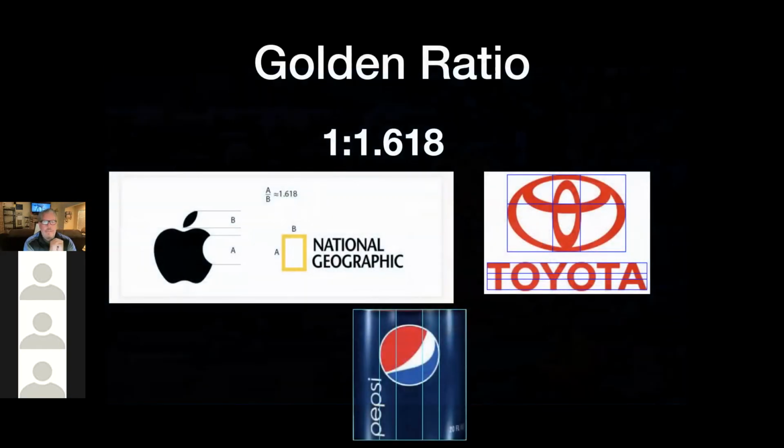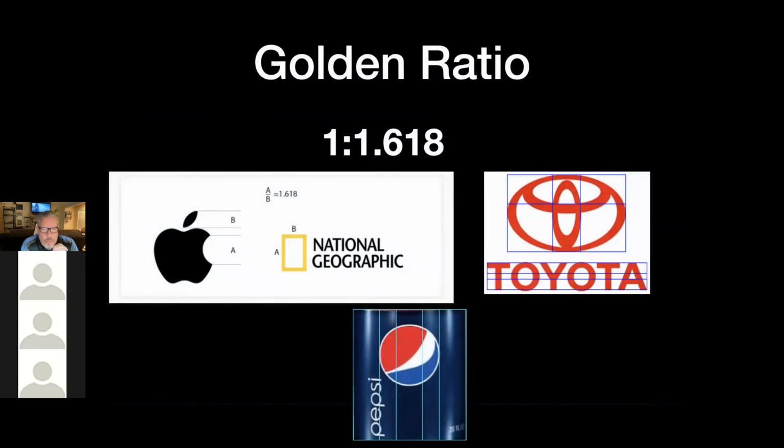So this golden ratio is 1 to 1.618. And what that means is that if you divide things a certain way, it comes up with the golden section. All this is based upon the golden section. So the symbol for National Geographic, the Apple symbol, Toyota, all these different companies use the same golden ratio for this concept. So almost everything we use in this world is done with this.